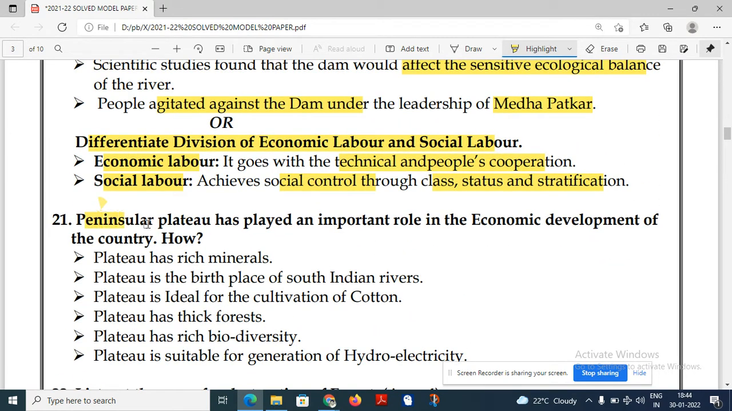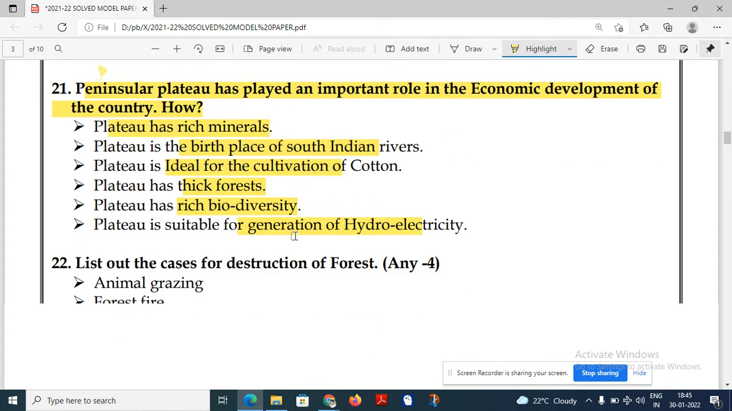Peninsular Plateau. One more question. Peninsular Plateau plays a very important role in economic development of the country. How? Plateau has rich minerals. It is the birthplace of many rivers and ideal for cultivation of cotton and many other crops. This plateau has thick forest, rich biodiversity, and is suitable for generation of hydroelectricity, so the Peninsular Plateau plays a very important role in economic development of the country.